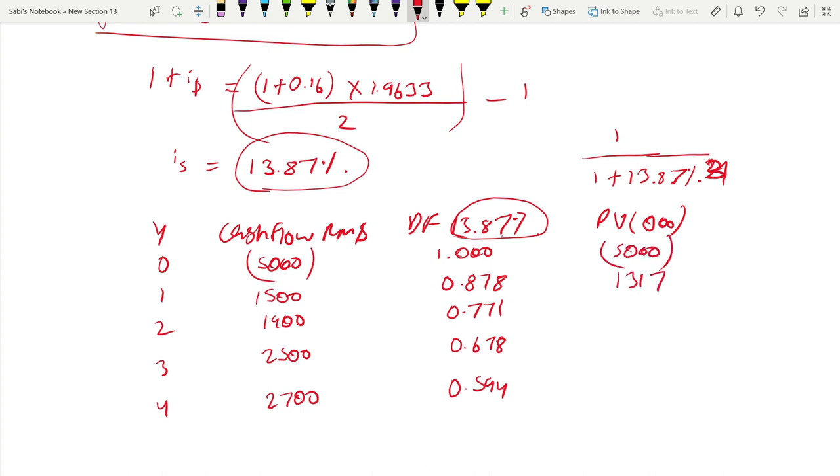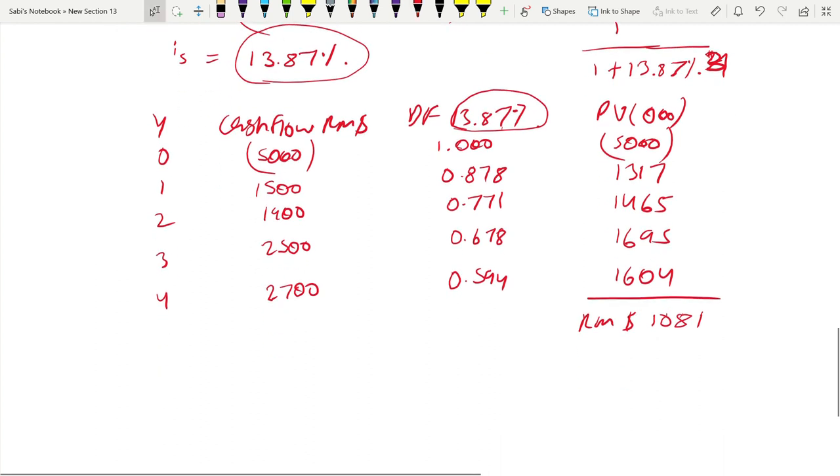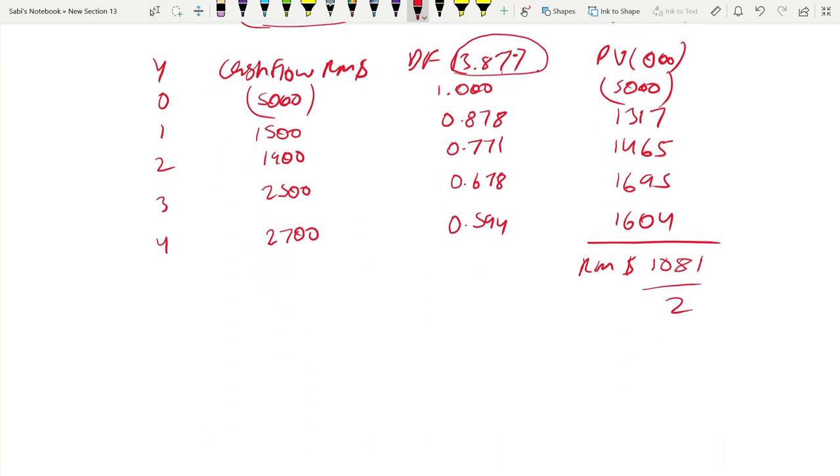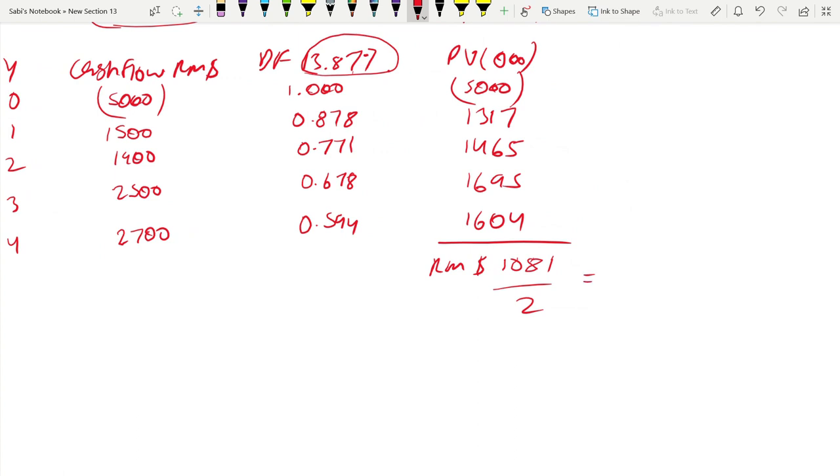After that, the present value, okay, just multiplying by the discount factor: 1317, 1465, 1695, 1604. What is it? 1081. But this 1081 is in RM. Convert it into pounds. Just divide it by 2. No need to predict exchange rate for all the 5 years. 4 years, sorry. And you will get 541,000 net present value.